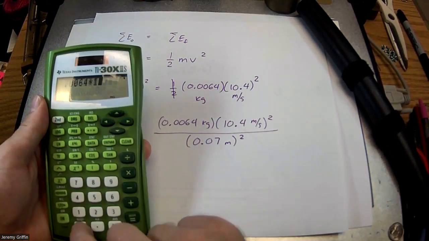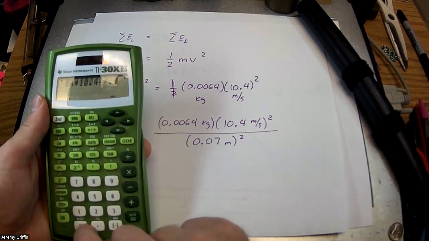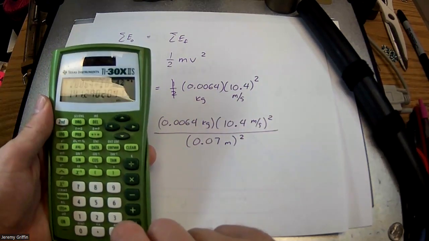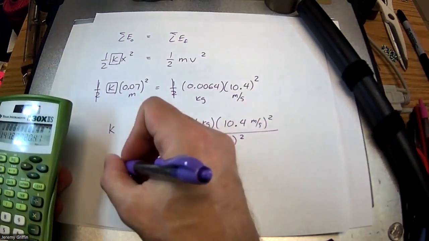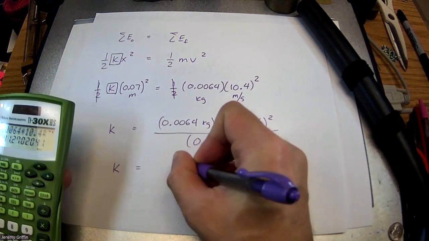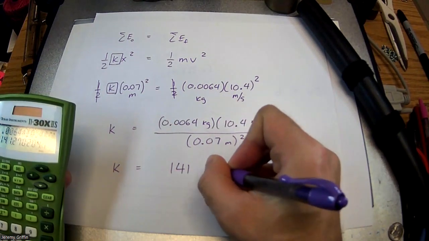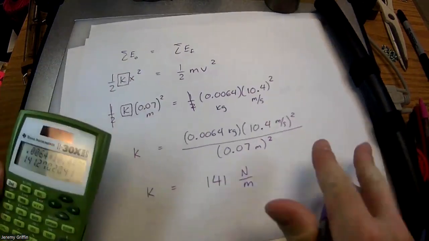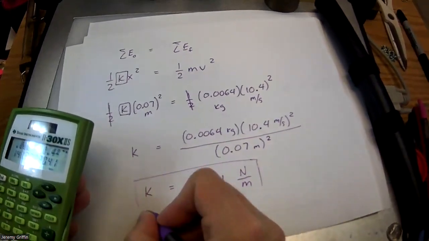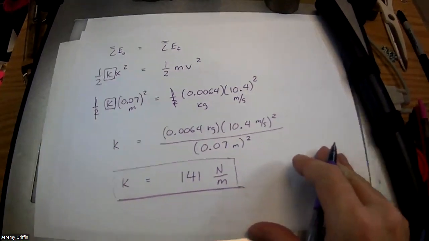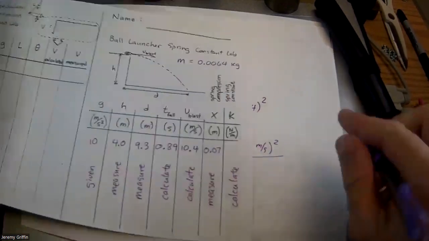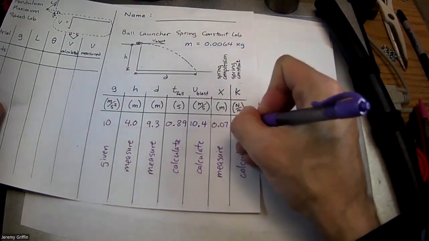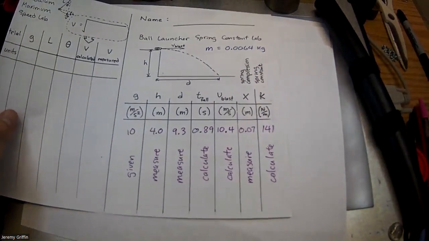0.0064 times 10.4 squared divided by 0.07 squared. All right, yeah, 141. Look at that. 141 Newtons per meter. So k is equal to 141 Newtons per meter, and that is the answer to the lab. So finish this page: go under k, write 141 Newtons per meter, and good to go.